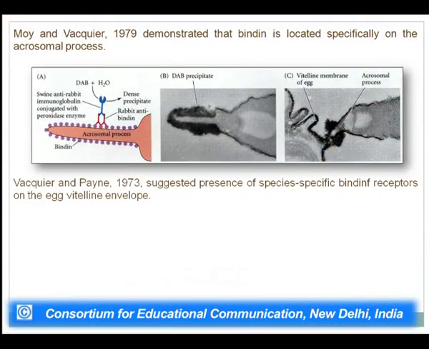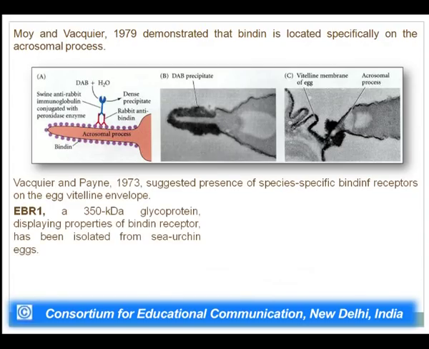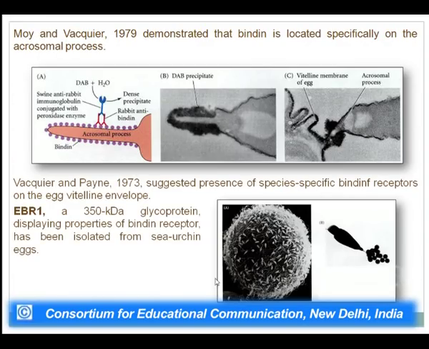Vacquier and Payne in 1973 suggested the presence of species-specific binding receptors on the egg vitelline envelope. So, they demonstrated that it is not that the bindin molecules can bind anywhere on the egg surface, because when they overcrowded an egg with sperm, they still saw that only approximately 1500 sperm were bound to the egg membrane at different sites, but certain places were left. So, the places that were left did not contain the binding receptors. So, the binding receptors are present at particular sites.